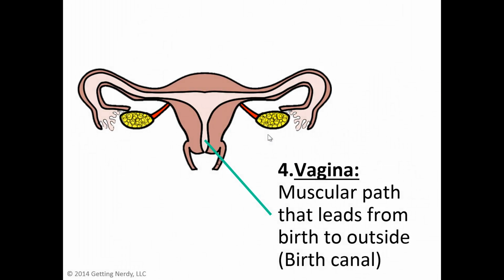And finally, the last part is the vagina. It's the muscular path that leads from where the uterus is to the outside. So when a baby is born, they would go through a woman's vagina as the place to be born. You might see it called the birth canal. So it's where birthing takes place.